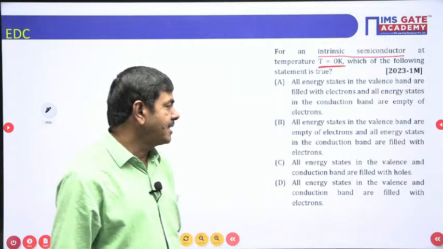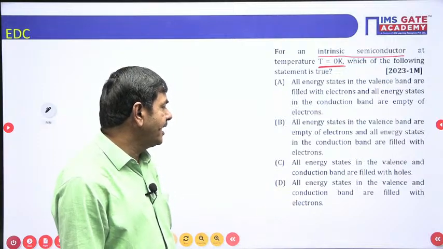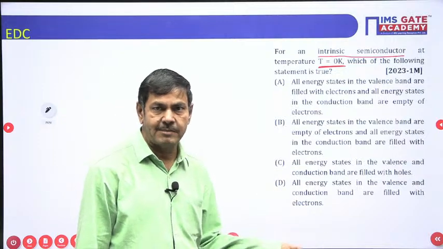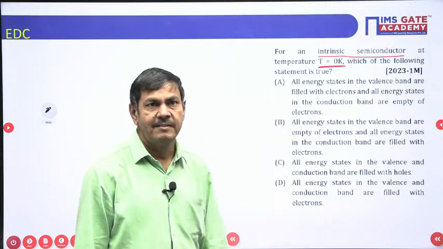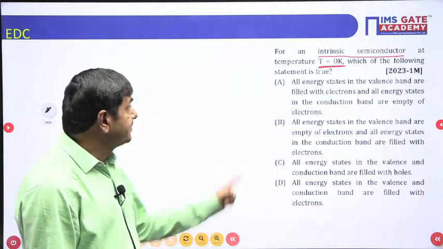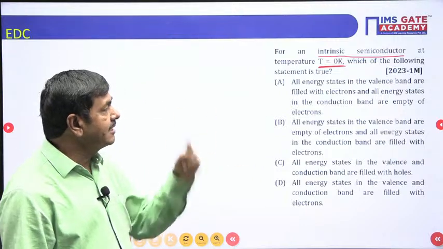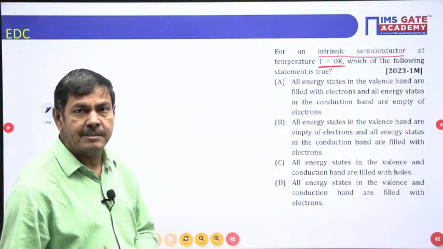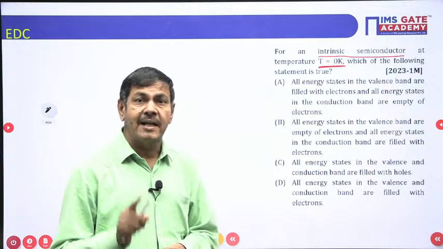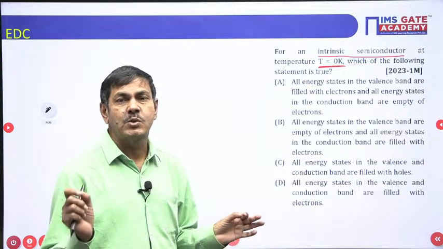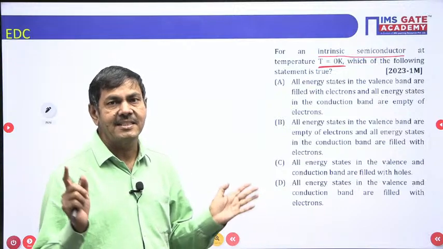All energy states in the valence and conduction bands are filled with electrons, option D. Which option is correct? It is an intrinsic semiconductor, and the temperature is maintained at 0 Kelvin. So an intrinsic semiconductor at 0 Kelvin can act as an insulator only.